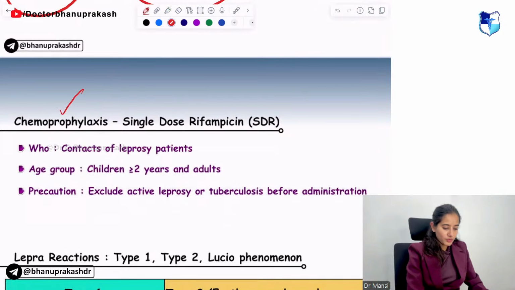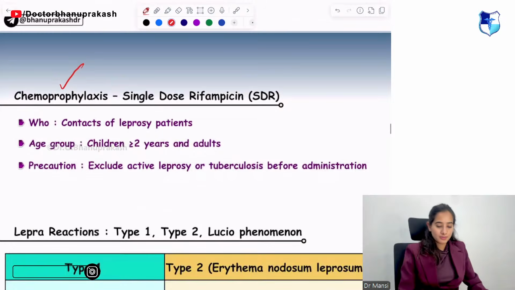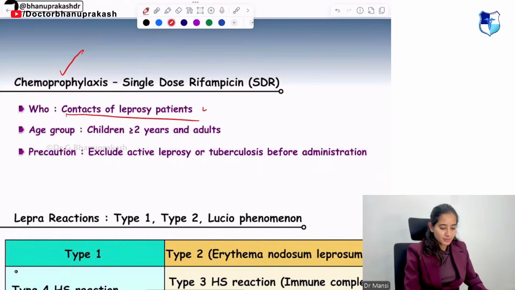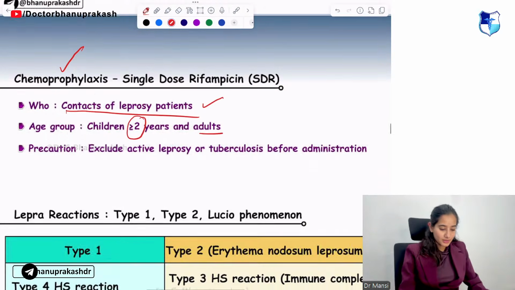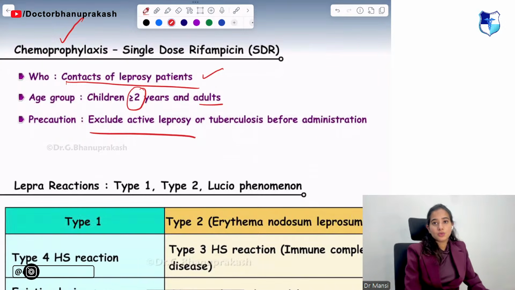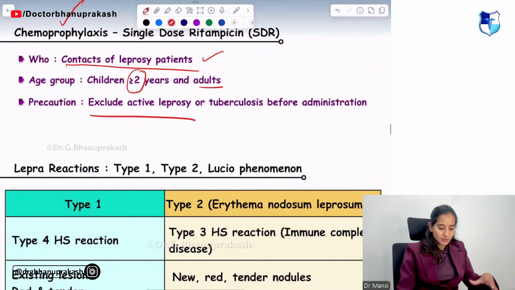Then, for whom do we use chemoprophylaxis? Of course, the people who have come in any contact. So, contacts of a leprosy patient, if the age group is more than or equal to 2 years, or adults. Okay, and you can't give this to people with active leprosy infection. You just give it to the contacts of the patient.